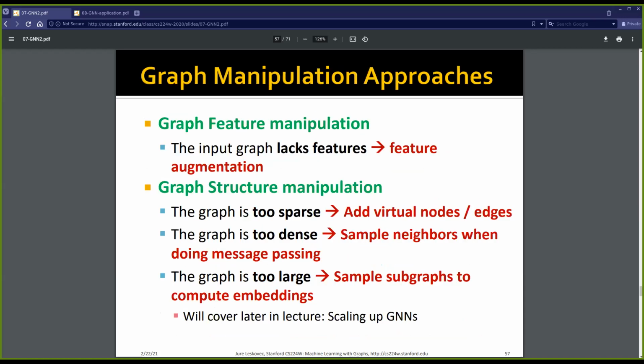Okay, so what are the solutions for all these problems? If there are no features, we just need to augment some features. If the graph is too sparse, we can add virtual nodes or virtual edges. If it's too dense, we can perform neighborhood sampling. And if the graph is too large, we can subsample subgraphs and compute embeddings for those subgraphs.